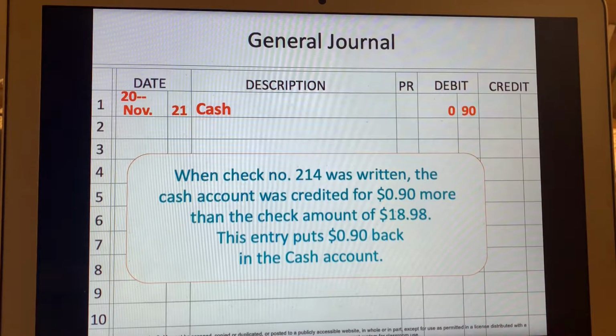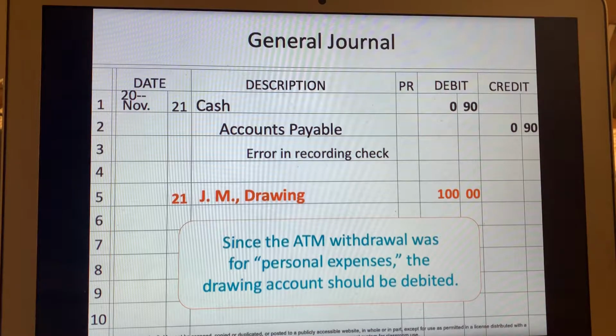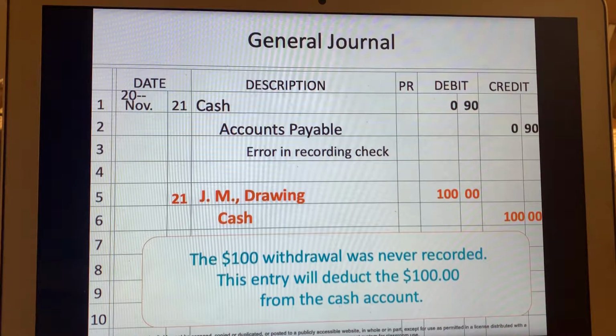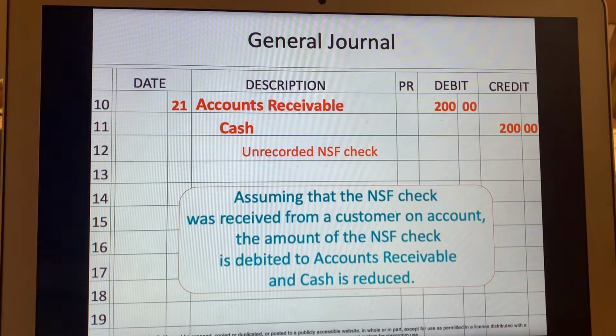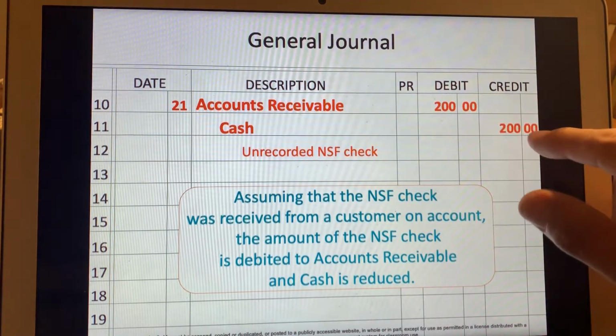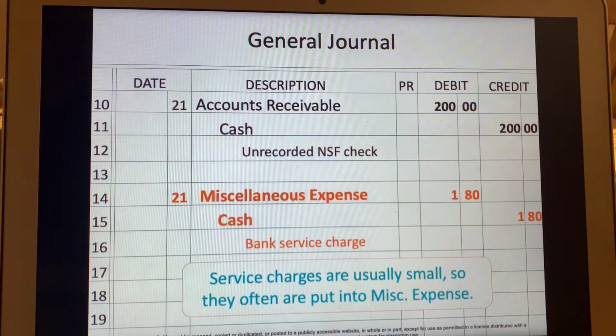So here's the description: cash for 90 cents, accounts payable 90 cents, error in recording check. Here we had a draw for $100, and that's coming out of cash, so we've got to put that in cash as well. Unrecorded ATM withdrawal. So this is the accounts receivable for $200. Basically, we're putting it back into accounts receivable, and we're pulling cash out because the check bounced. So miscellaneous expense $1.80, cash $1.80, that came out of cash.